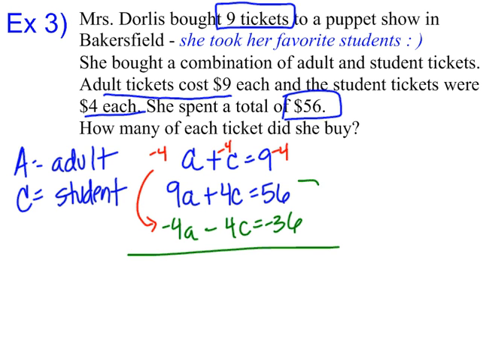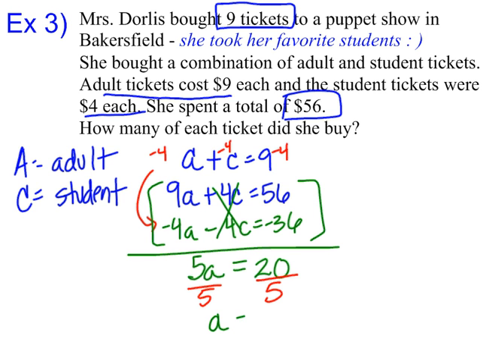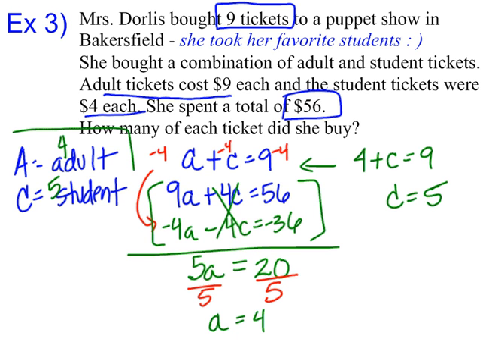So when I add these two together, 9A minus 4A is 5A. Cross out your C's. 56 minus 36 is 20. Then I'm going to divide both sides by 5, and A equals 4. So I found out so far that I have 4 adult tickets. I need to know how many student tickets I have, so I go back to an easier equation. 4 plus C equals 9. We can see that C equals 5. So then I bought 5 student tickets. So we can kind of see what's happening. Hopefully this helps explain this lesson to you.